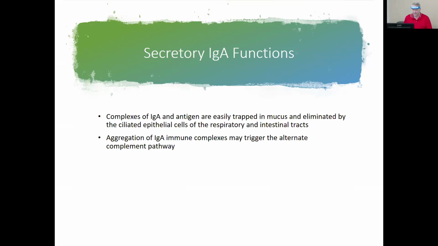Complexes of IgA and antigen are easily trapped in that mucosa where they were found and eliminated by the ciliated epithelial cells.